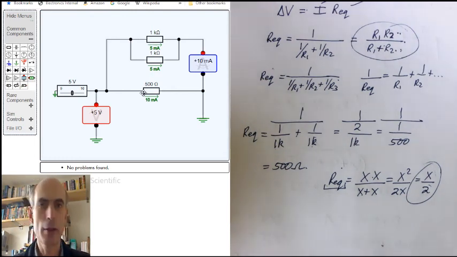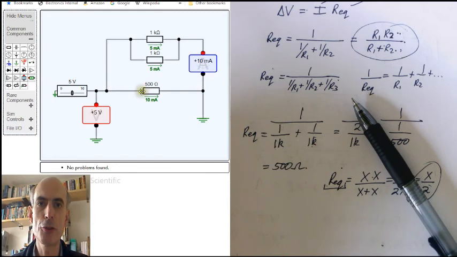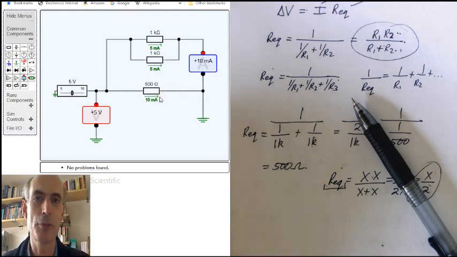Right, I think that's all we need to know about resistors in parallel. Next, we'll look at some examples of a few more complex types of resistor networks.